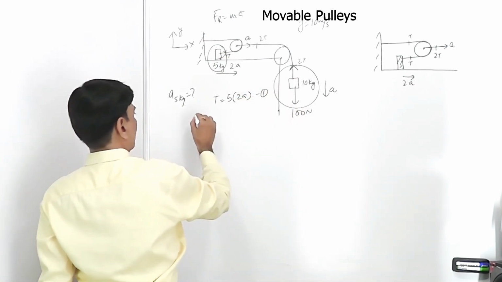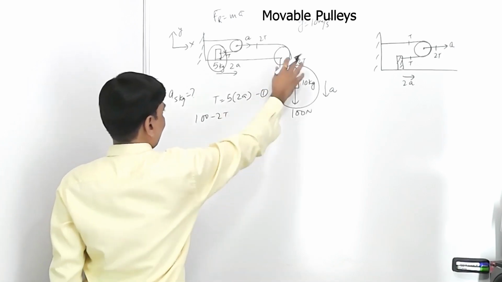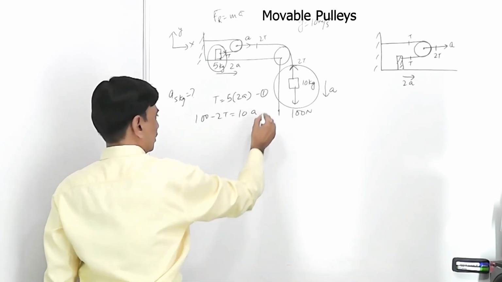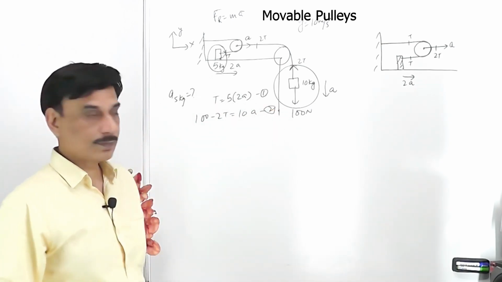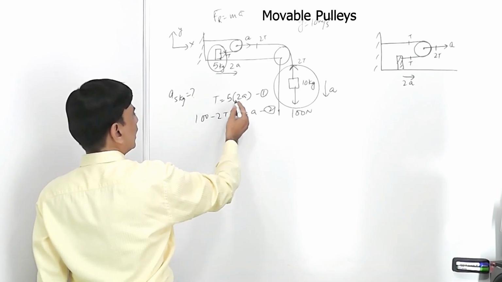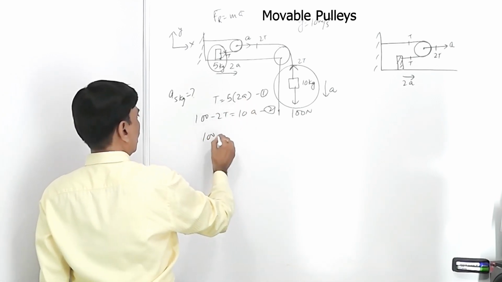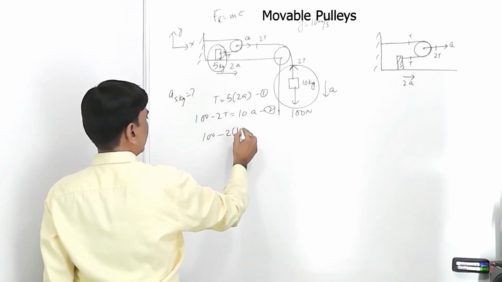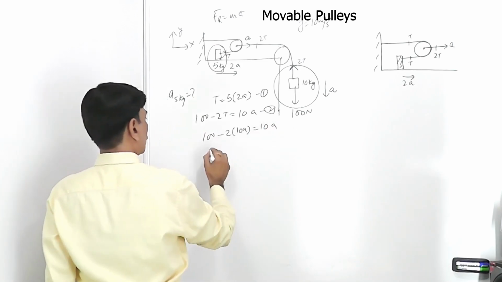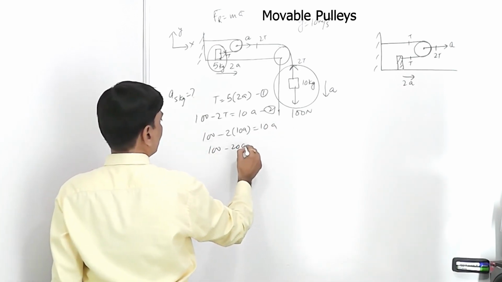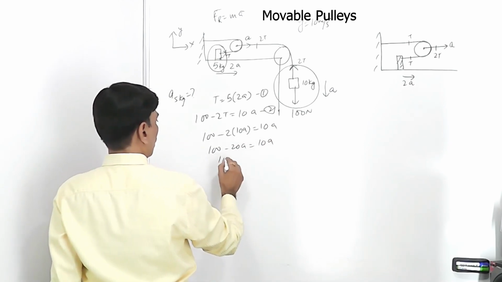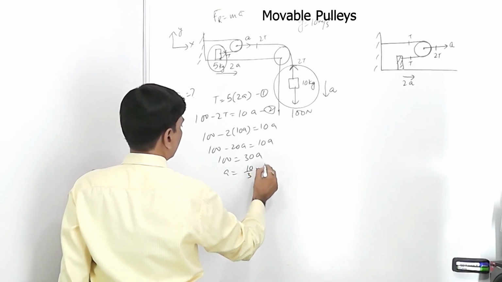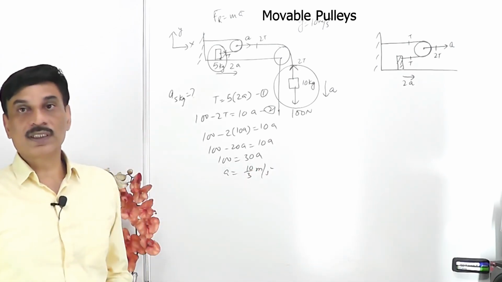For this, 100 is downwards, minus 2T is the upward force, so downward forces minus upward forces is equal to mass 10 into acceleration. This is equation number 2. So obviously, we can put T is equal to 5, that is 10 into 100 minus, this is 10a, we can put T is equal to 10 over here, 2 into 10a is equal to 10a. So this is 100 minus 20a is equal to 10a. So 100 is equal to 30a. So a is equal to 10 by 3 meter per second square. So this is the acceleration.